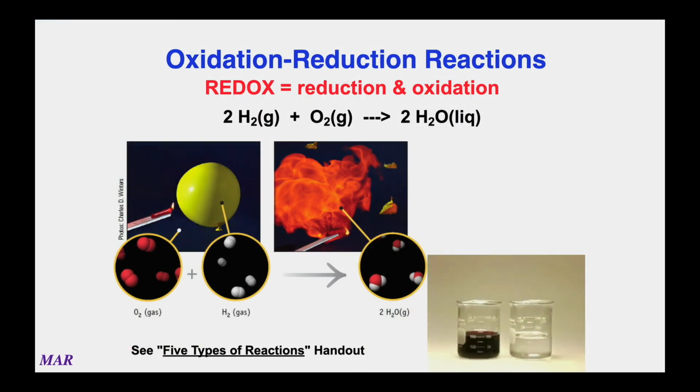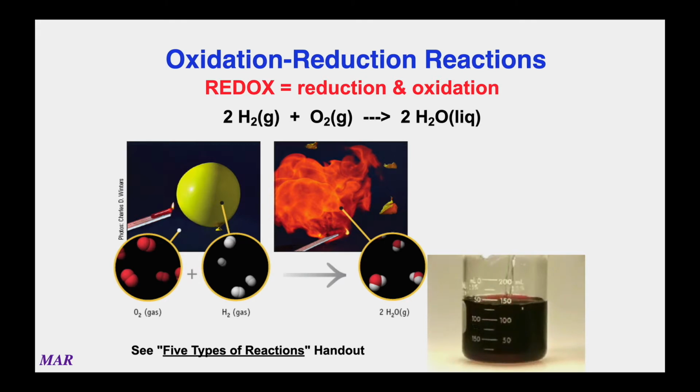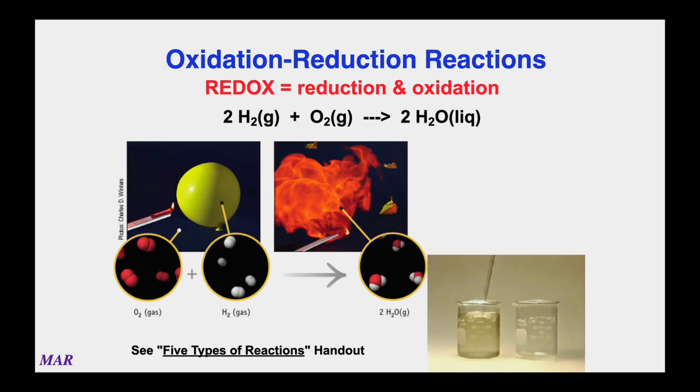The purple solution is aqueous potassium permanganate. The colorless solution contains iron 2 plus ions. When we combine them, a redox reaction occurs. The permanganate ion is reduced to manganese 2 plus, and the iron is oxidized to iron 3 plus ion.